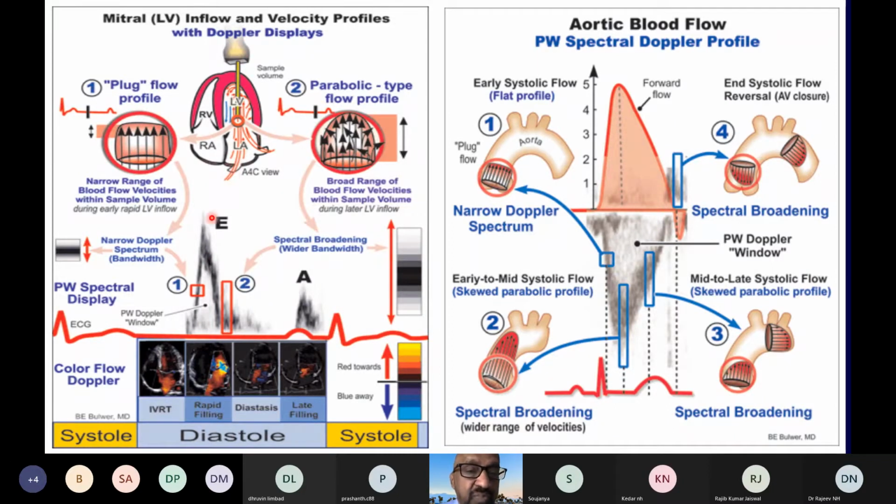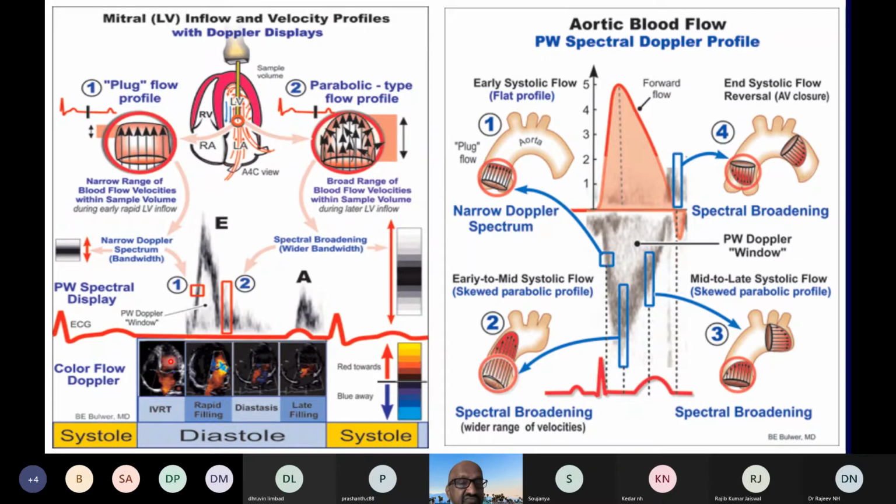It is coming towards the transducer because the transducer is here. The velocity profile will be positive. In diastole, you have 4 different phases. The early part of the diastole is the isovolumetric relaxation phase, where both the aortic valve and the mitral valve are closed and the left ventricle is relaxing, and there is no volume change. That's why it's called the isovolumetric relaxation phase.